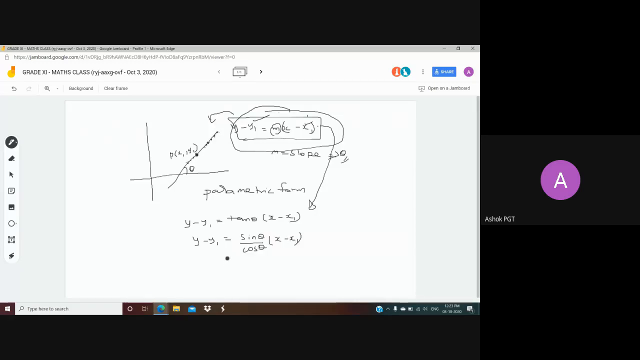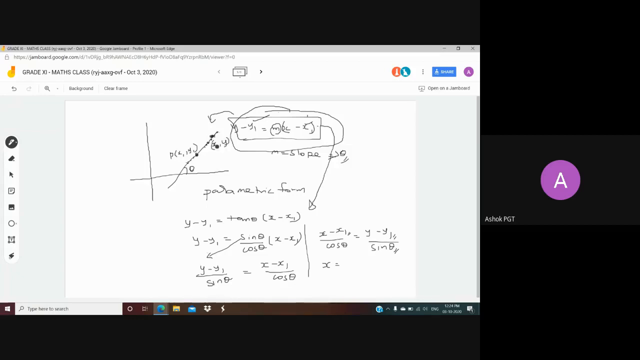Now what we can do is transfer them here. So y minus y1 divided by sin theta is equal to x minus x1 by cos theta. So students, normally it will be written in the form of x minus x1 divided by cos theta is equal to y minus y1 divided by sin theta. This theta is given in the problem, this y1 and x1 are given in the problem, from which, if you want any coordinate, you can calculate it, as x is a variable. Right or wrong, students?